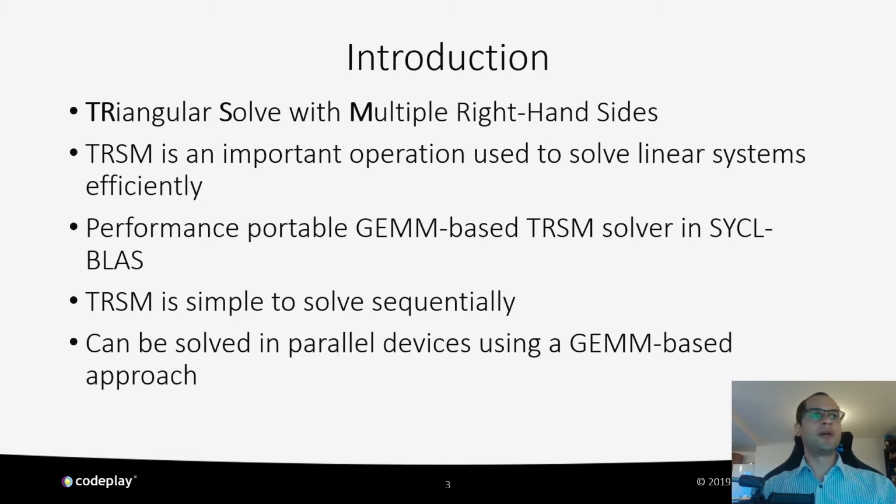TRSM stands for Triangular Solve with Multiple Right-Hand Sides. TRSM is an important operation that is used to solve linear systems efficiently. It is useful when implementing an LU solver because it's used after decomposition into upper and lower matrices to actually solve the system. In this work, we present an implementation of a performance-portable, GEMM-based TRSM solver that's now available in SYCL BLAS. TRSM is very simple to be solved sequentially, and it can be solved in parallel devices using a GEMM-based approach that I'm going to show in this presentation.